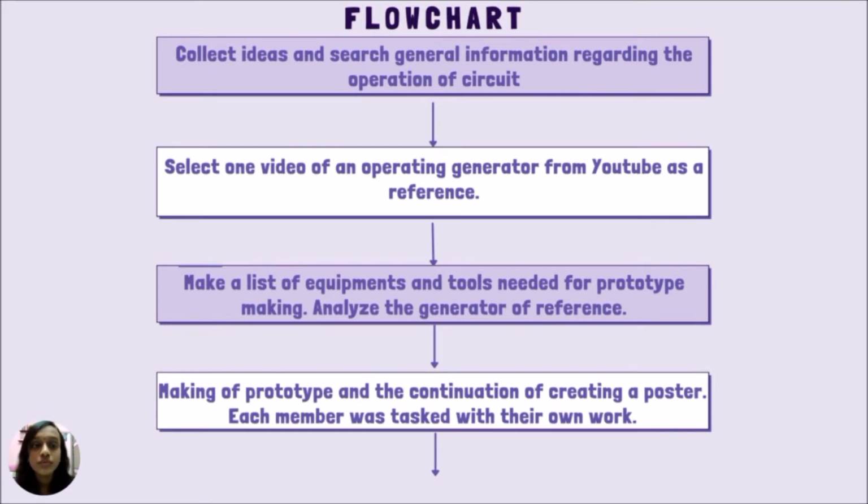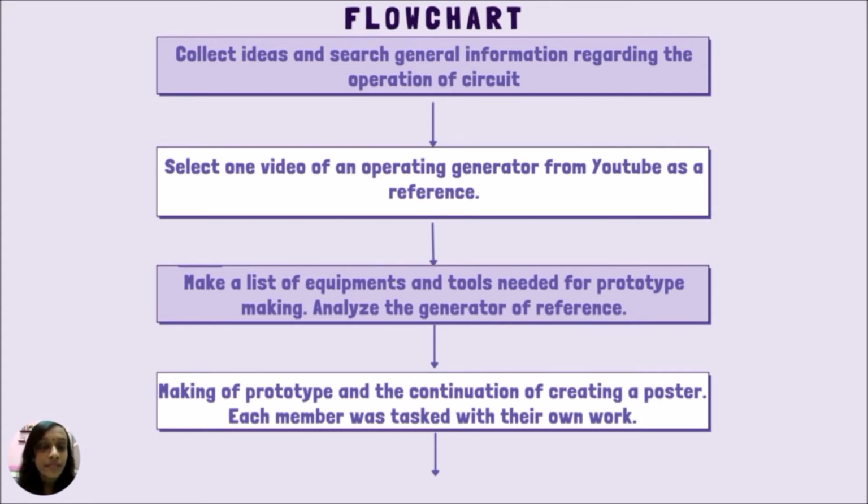So first of all, we as group members collected ideas and searched general information regarding the operation of the circuit. And the second step was we selected one video of an operating generator from YouTube as a reference. The third step was we made a list of equipment and tools needed for the prototype making. This step is mainly focused on recycled things. And the next step is making the prototype and the continuation of creating a poster. So each member was tasked with their own work.